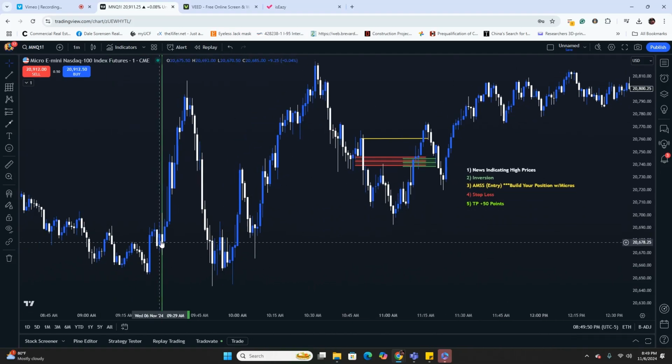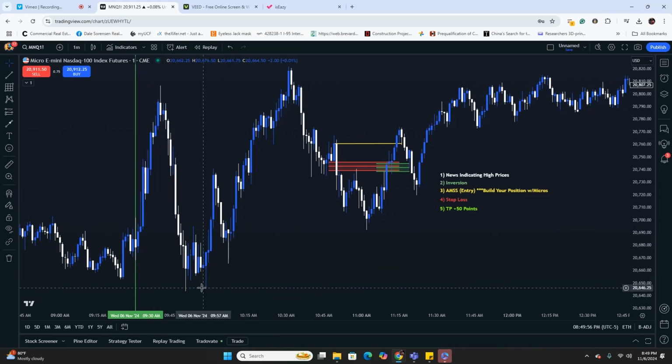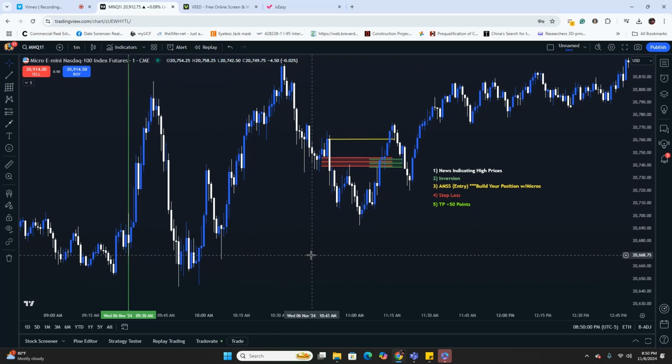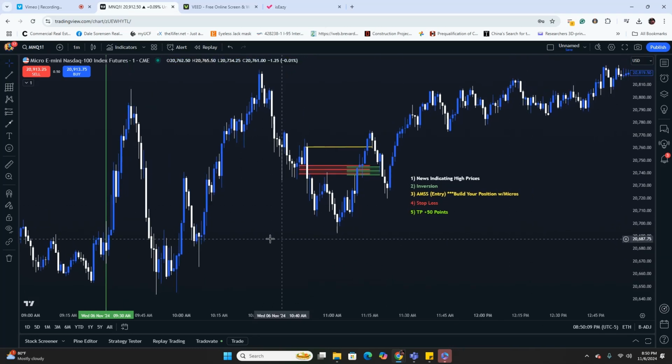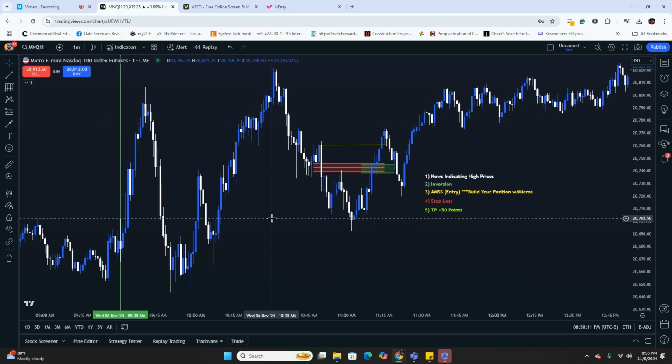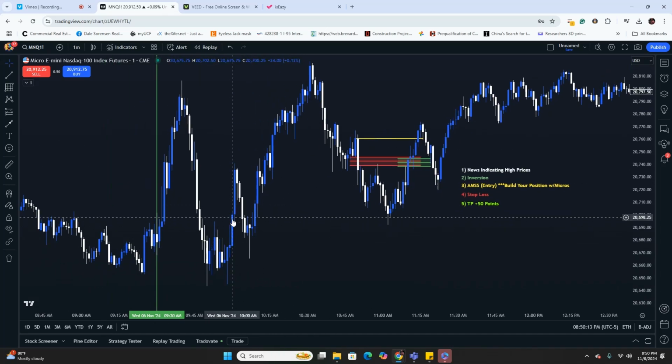9:30 opening at this green line. We push up, get a nice inversion over roughly in here, and then we push down for about 100 points. Then, because we know the news is wanting to push the market up, Trump won the election, so the market is going to be reaching up in price. We're looking for the setup right here.